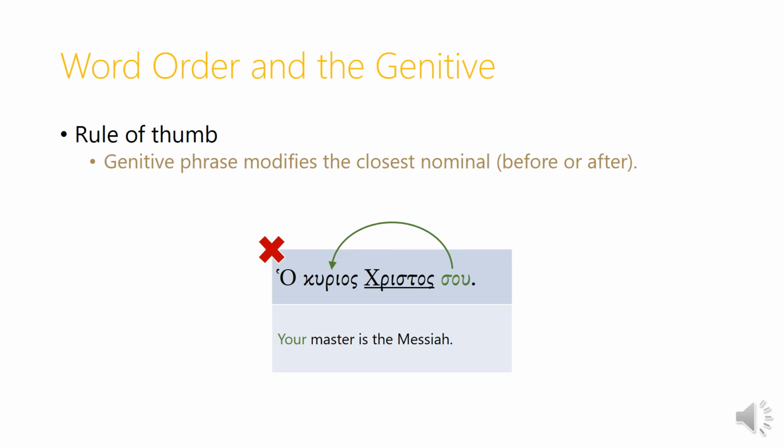That means that we wouldn't usually write ha kurios Christos sou if what we want to say is your master is the Messiah. Why? Well, sou we want to modify kurios. But it looks here like sou should be modifying Christos instead. Why? Because it's closer to Christos than it is to kurios. Christos is coming between kurios and sou. So the default assumption is that sou is modifying Christos.